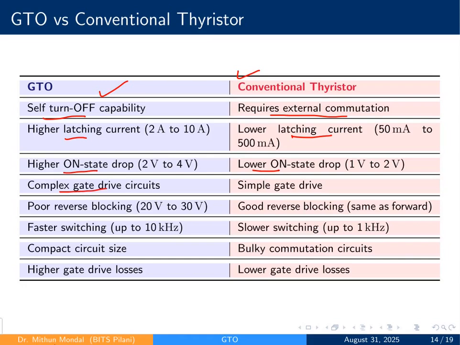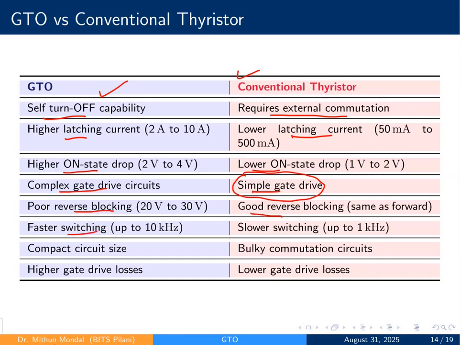GTO has a complex gate drive circuit because the gate is the one which turns off the thyristor of the GTO, but a simple gate drive circuit is there in the conventional thyristor. It will require external commutation. Poor reverse blocking capability in GTO, whereas the conventional thyristor has good reverse blocking.